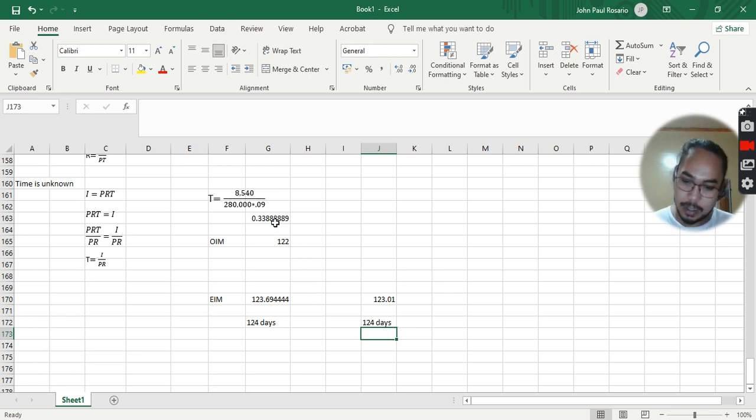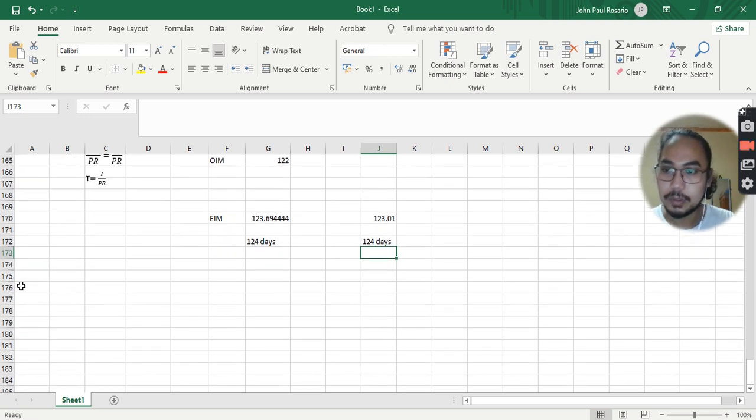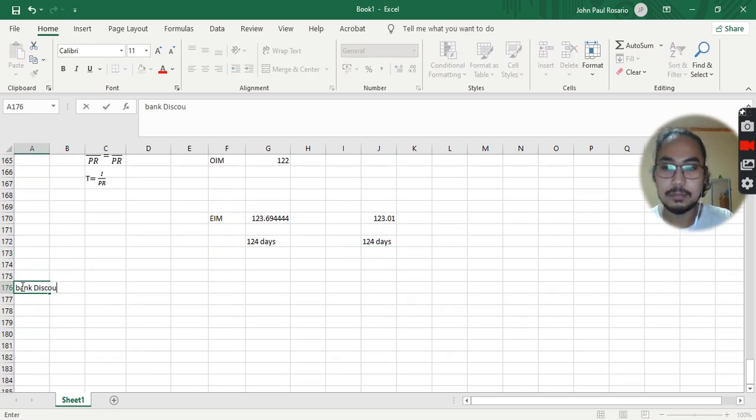Manipulating the formula. Okay, so now we're done with that. And then we go now to bank discounts. So bank discount. Sir, unsa naman po ni sa bank discount, sir?